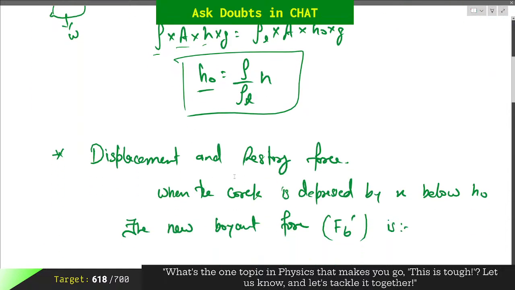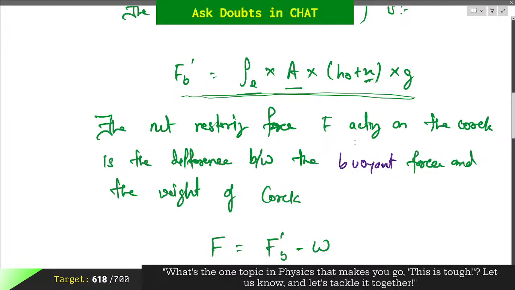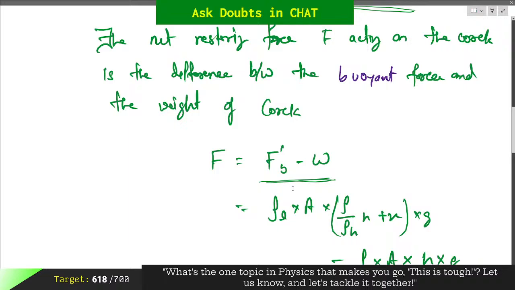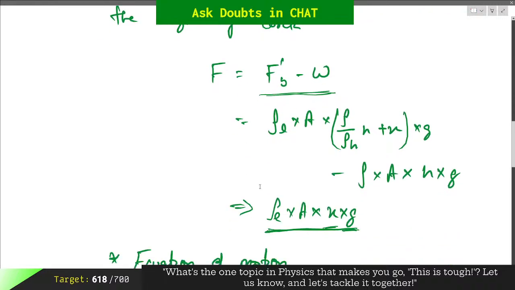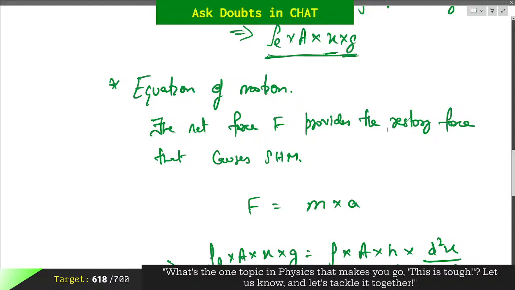Now, displacement and the restoring force. When the cork is depressed by a small quantity x below h naught, the new buoyant force would be equal to rho L times A times the initial depth plus the extra depth x, times g. The net restoring force F acting on the cork is the difference between the buoyant force and the weight of the cork, in the opposite direction of the displacement. That would be equal to rho L times A times x times g. This is only the magnitude, and its direction is opposite to the displacement.